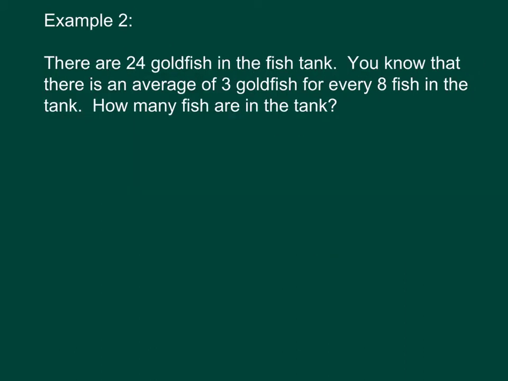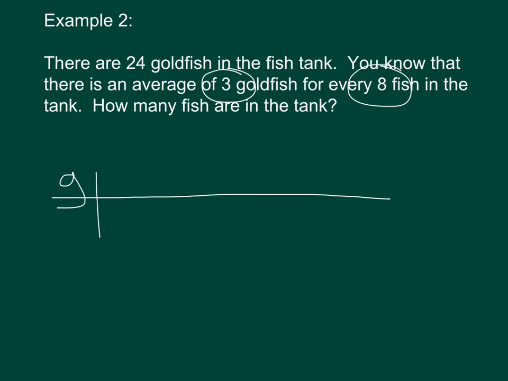Next problem. This one's worded a little differently. Now we see that there are 24 goldfish in the fish tank. But it doesn't tell us what matches up with that, so I'm going to keep reading. You know that there is an average of 3 goldfish for every 8 fish in the tank. So that means that the 3 and the 8 go together. So I'm actually going to deal with those first. So I have goldfish, and I have fish in the tank. So let's go with T for tank. 3 goldfish matches up with 8 in the tank.